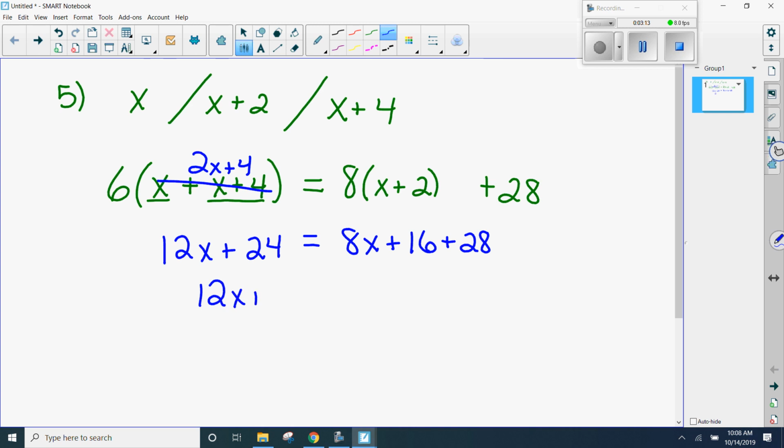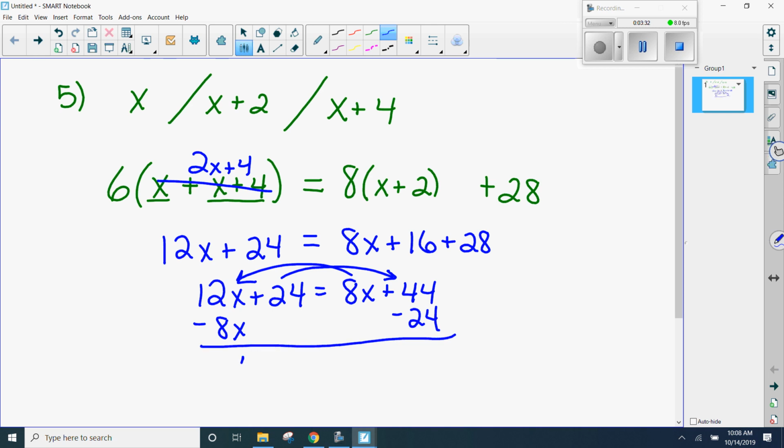So 12x plus 24 is equal to 8x, and if you add those two together, you end up with 44. So I'm going to subtract 8x, and I'm going to subtract 24. So you get 4x is equal to 20, x is equal to 5.